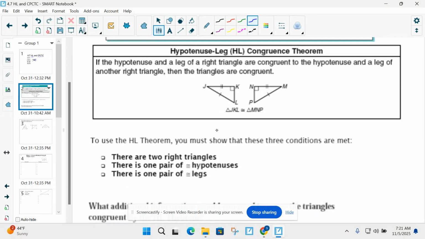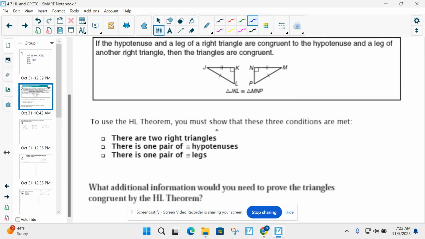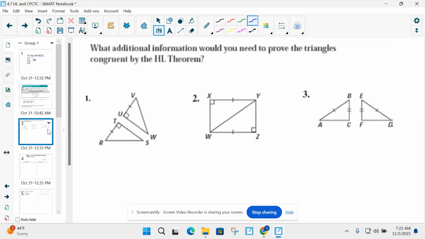Okay, so to use hypotenuse leg, just a summary, you must show that these three conditions are met in your proof. You have to show that there are two right angles, and you have to show that there is one pair of congruent hypotenuses and one pair of congruent legs. So what additional information would you need to prove the triangles are congruent by hypotenuse leg theorem? Well, here you already know one of the legs, and you know that you have a right angle because it's marked with a right angle symbol, but you do still need to know the hypotenuse. So you need to know that RS is congruent to VW.